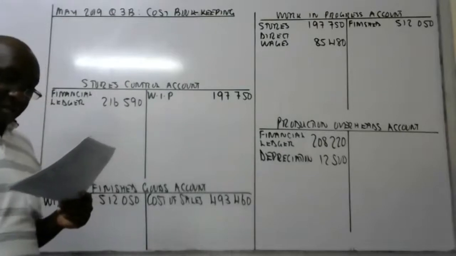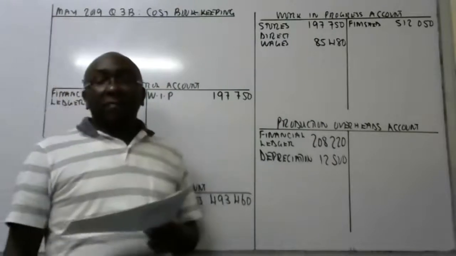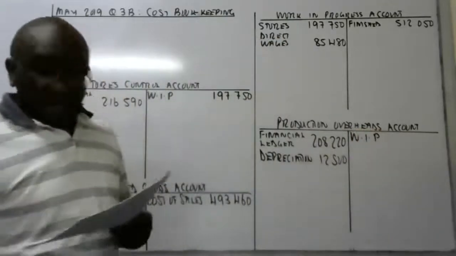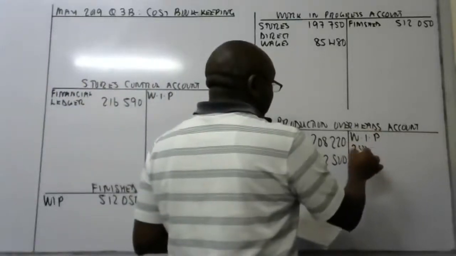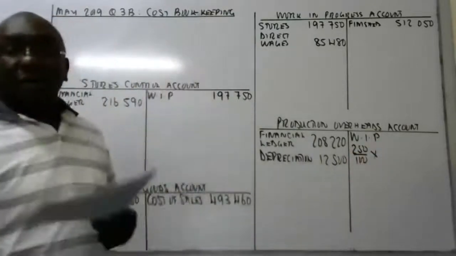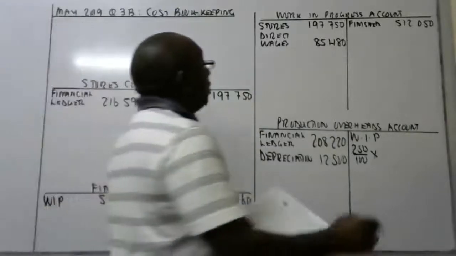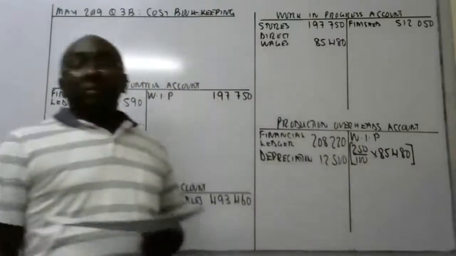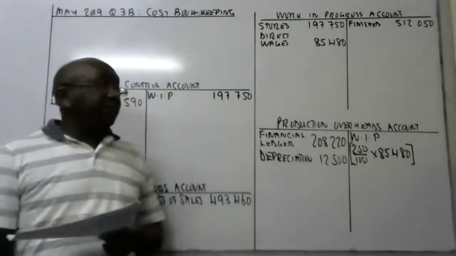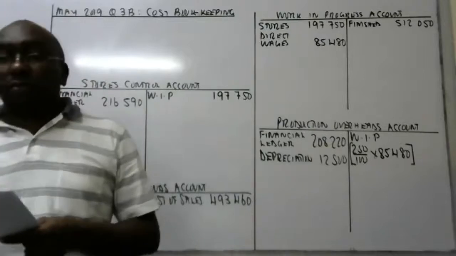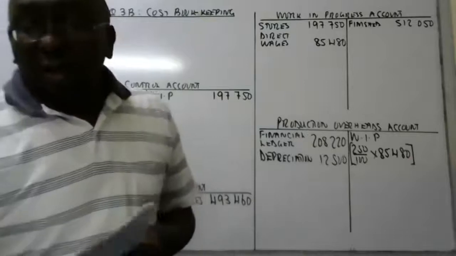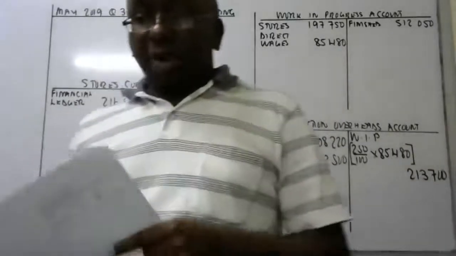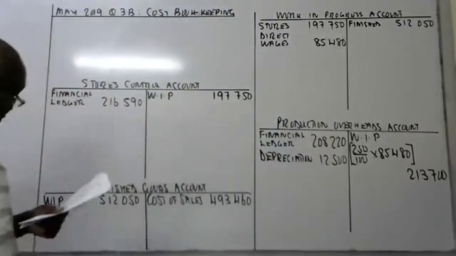Production overheads are absorbed at the rate of 250% of direct wages. So the absorbed overheads go to the work in progress. We are told it is 250% of direct wages. Direct wages was 85,480. Work out this and give me the answer. 250% of 85,480. According to Paris, 213,700. Yes, Mohammed also confirms. Okay, with that we proceed.